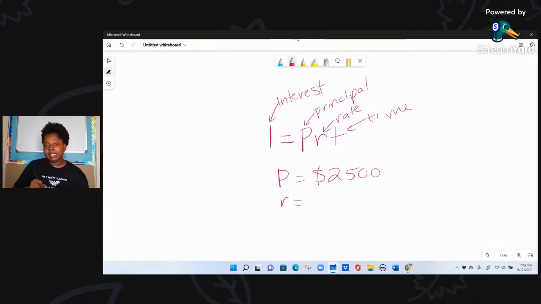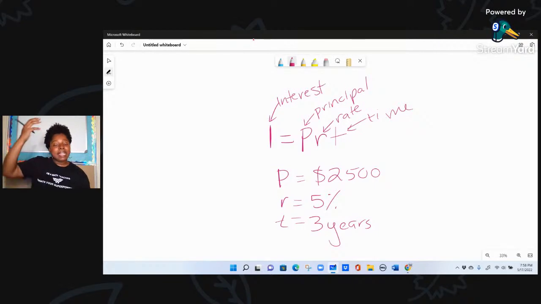All right. It's going to take me 3 years to pay it off. So your time is 3 years. And your rate is, usually they give you your rate in percents. It's a very high interest rate, but all right, so 5%. So they're adding interest to your payment. They're like, you are definitely going to pay us back and then some. You're going to pay that $2,500 you owe me plus more on top of that. That's the only way I'm going to let you borrow this money.